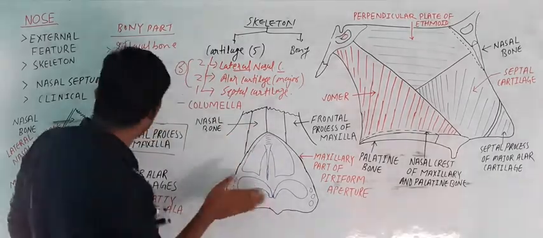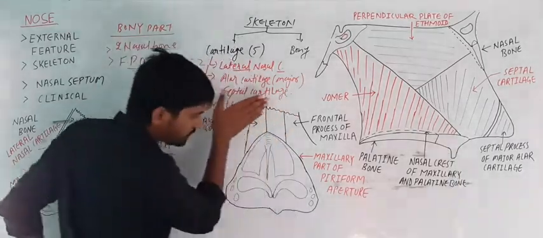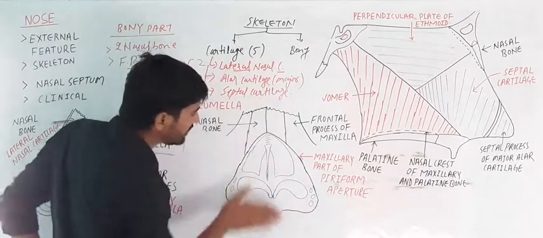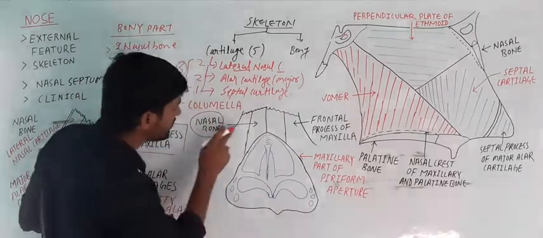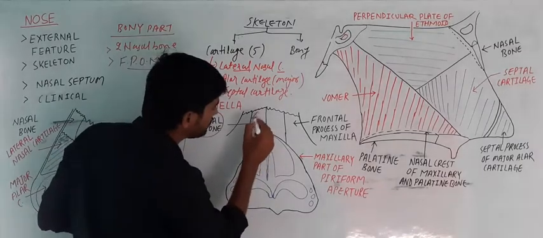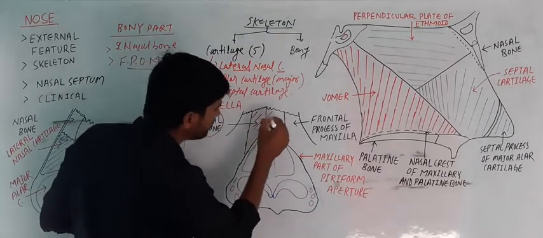This is the vertical view. This is the lateral view. This is the anterior view. You can tell this is the anterior view. So see here, this is the nasal bone. Am I right? This is the nasal bone, and this side, this is the nasal bone.